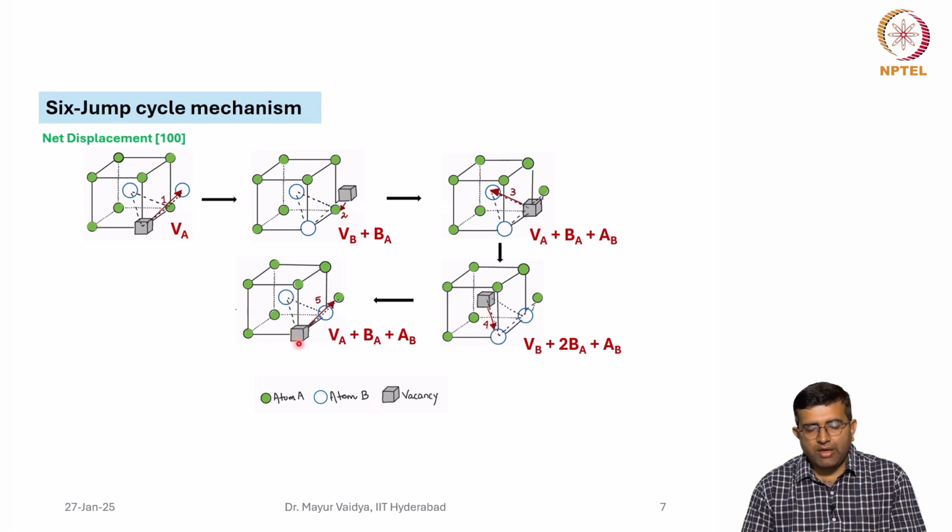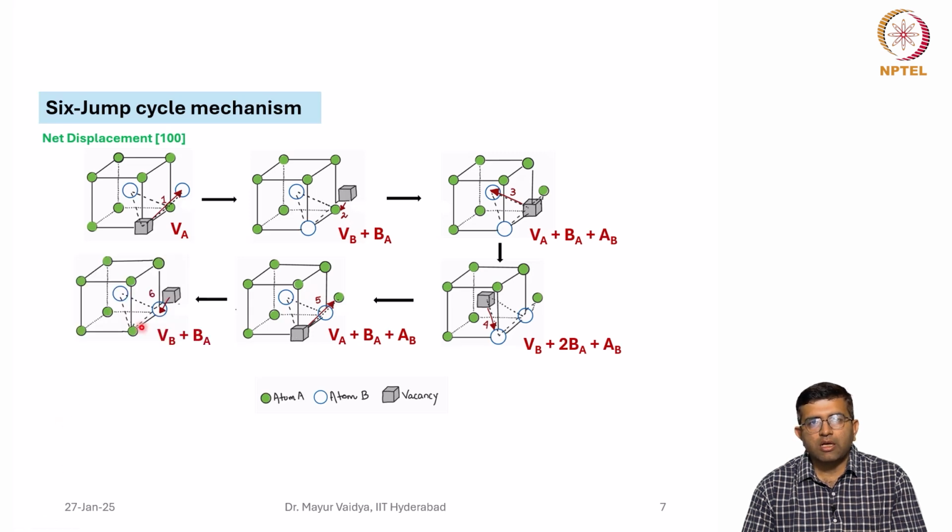So, the vacancy now comes here, and one of the B atoms moves to its original sublattice. So, you have Va plus Ba plus Ab, and in the fifth step, this vacancy will exchange the position with this A atom here, which was sitting on the B sublattice. So, the situation becomes like this, where you have Vb plus Ba.